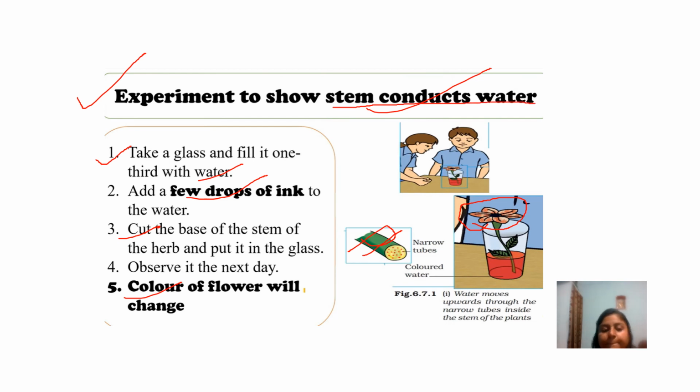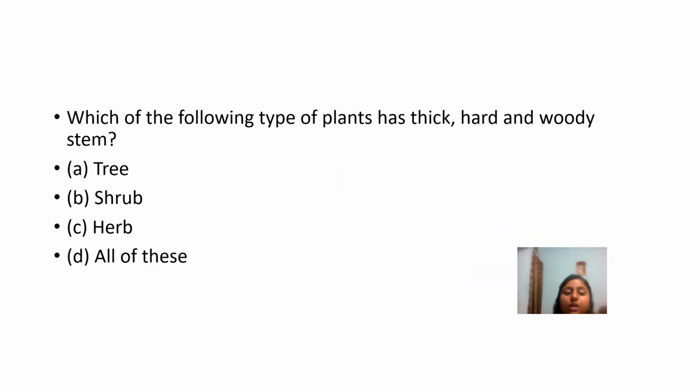Now here is one question for you. Which of the following types of plants has a thick, hard and woody stem? Yes, very good. The answer is tree. A tree has a thick, hard and woody stem.